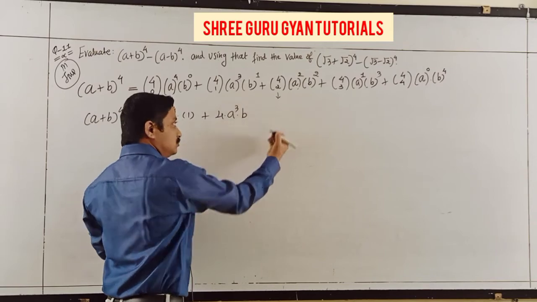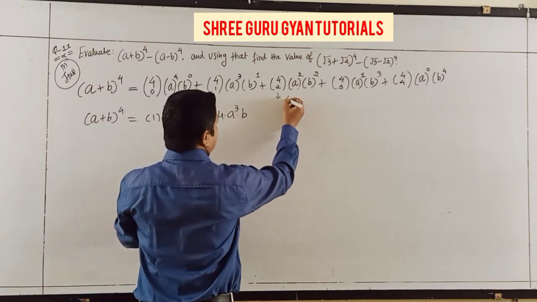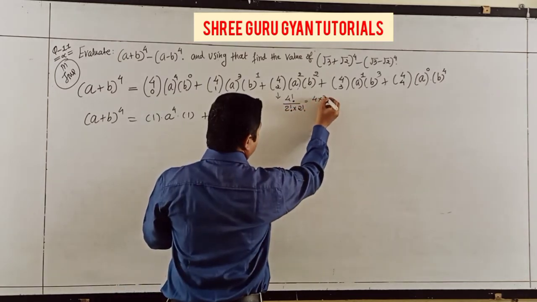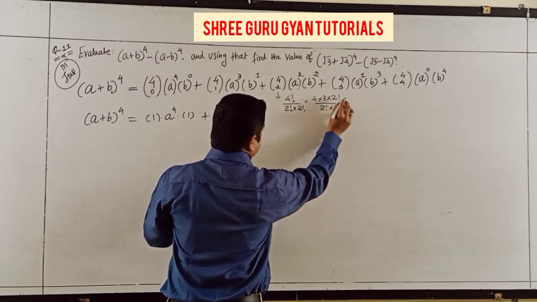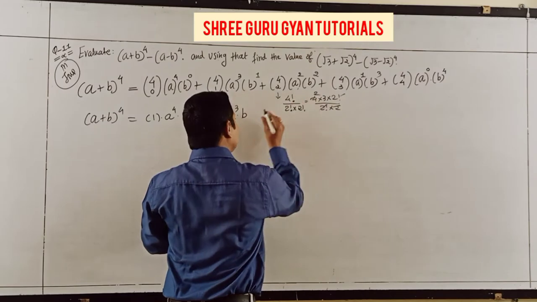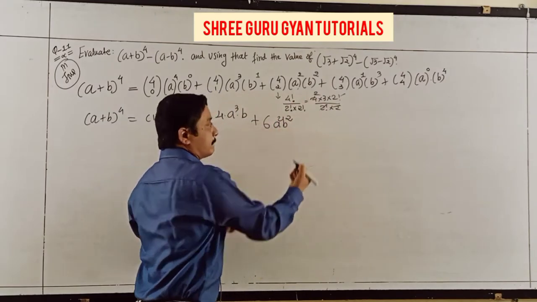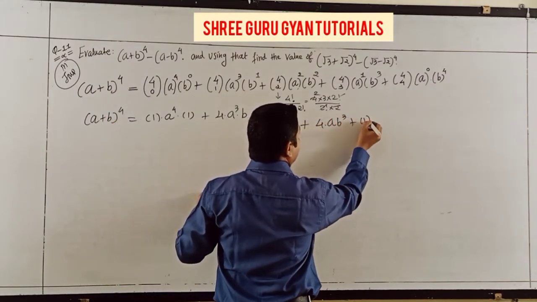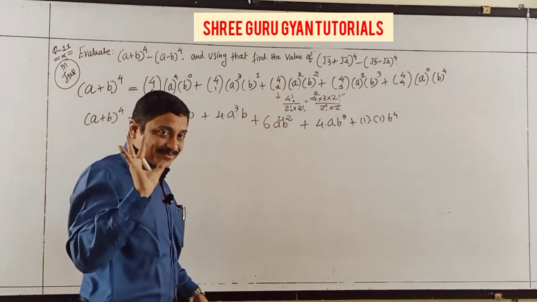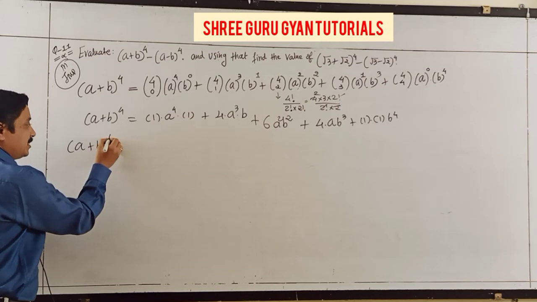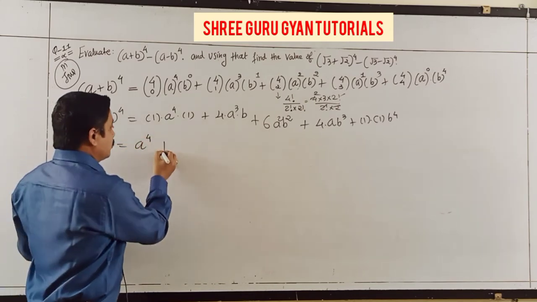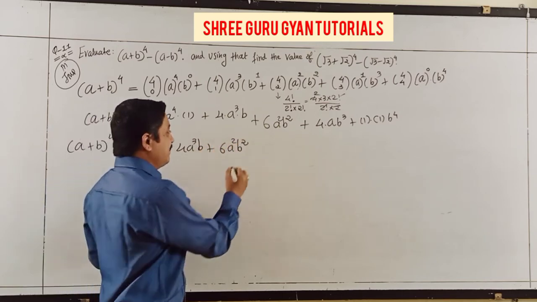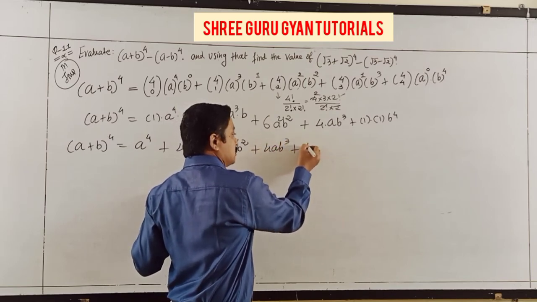But what is 4C2? Already you know, 4 factorial over 2 factorial times 2 factorial. 4 factorial is 4, 3, 2 factorial; 2 factorial cancels, and 2, 2 cancel, which is 6, a square b square. Next, 4C3 is 4, ab cube, and the last is 1, b to the 4. It means (a plus b) to the 4 power is a to the 4, plus 4a cube b, 6a square b square, and 4ab cube, plus b to the 4.